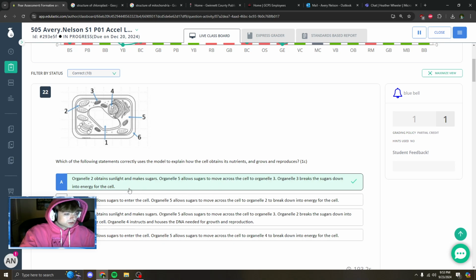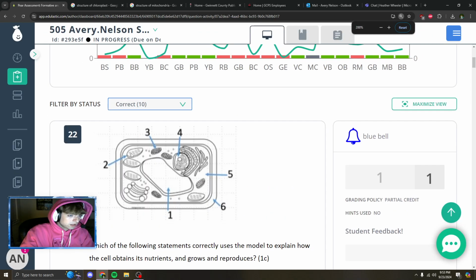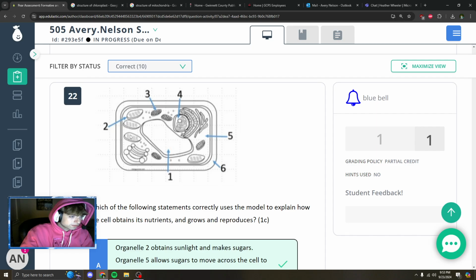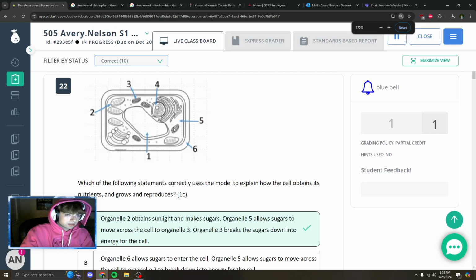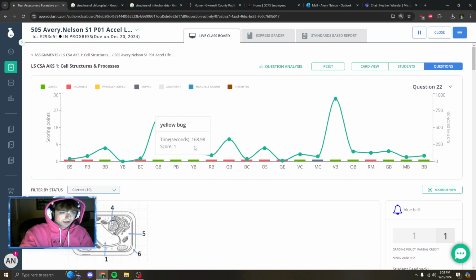The second most chosen answer here was B, which says organelle 6 allows sugars into the cell, organelle 5 allows sugars to move across the cell, and organelle 2 breaks them down into energy. So 2 is a chloroplast. That is not what turns our food into energy, right? That is what makes food. But I think the misconception there was people thought this was a mitochondria. Just remembering, look for those little stacks, these discs, that tells me it's a chloroplast. That squiggly line, the matrix, tells me it is a mitochondria.